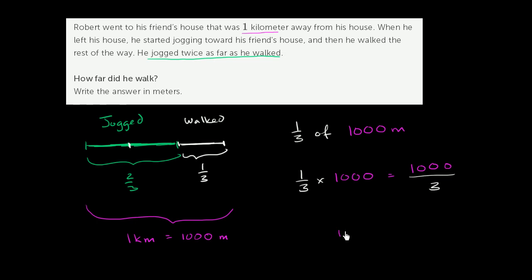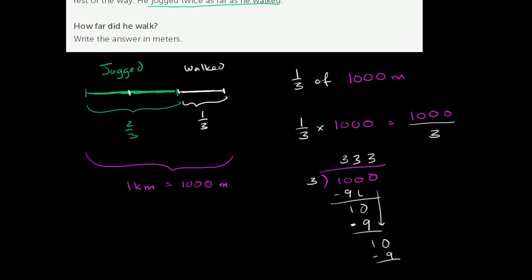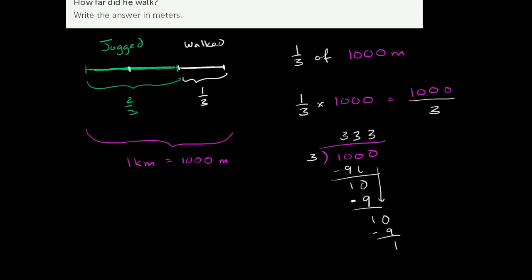So if you have 1,000, and you were to divide by 3, 3 goes into 10 3 times. 3 times 3 is 9. You subtract, you get a 1, bring down a 0. 3 goes into 10 3 times. 3 times 3 is 9. You subtract, get a 1, bring down this last 0. And so 3 goes into 10 3 times. 3 times 3 is 9. And you subtract, and you have 1 left over.